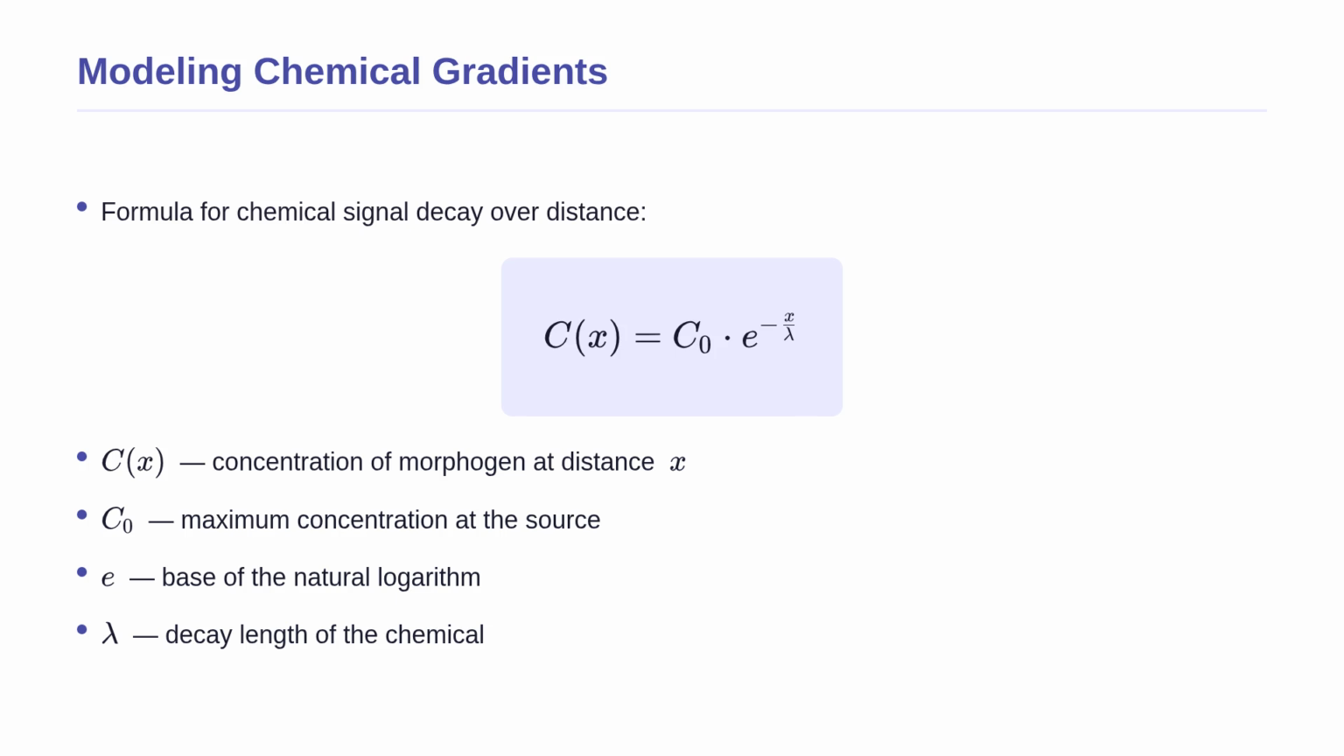Physically, if the distance x increases, the concentration drops exponentially. If the decay length lambda is large, the chemical travels further, influencing cells much deeper in the brain tissue.